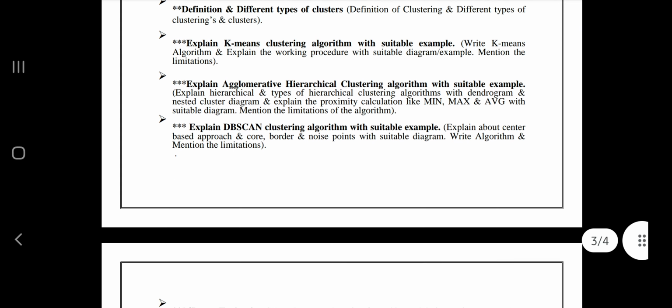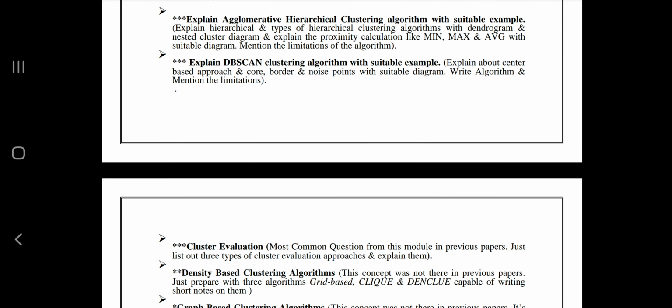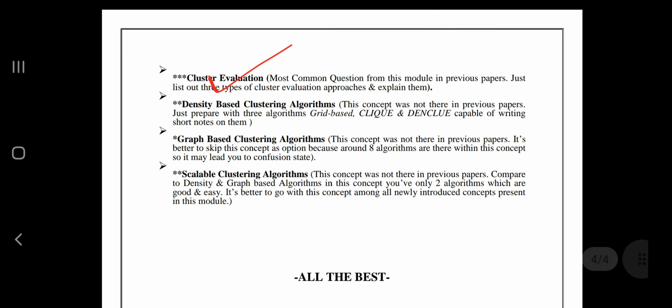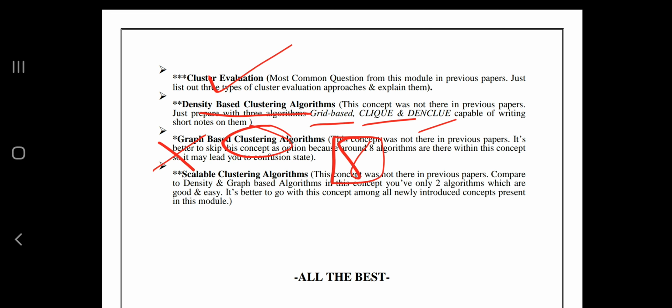After that you have the DBSCAN algorithm, density based scan. Then we will be discussing the cluster evaluation. There are three approaches of it, and we have the density based clustering algorithms. Three are the grid based, CLIQUE and DENCLUE. Then we have the graph based. Here there are 8 algorithms, and this is not even asked in the previous paper, so I am not covering this one in this video, but it is covered in the theory video. If you want, you can go through it. And scalable clustering algorithms, there are another two, which are CURE and BIRCH. So we'll be discussing all of this in this video.